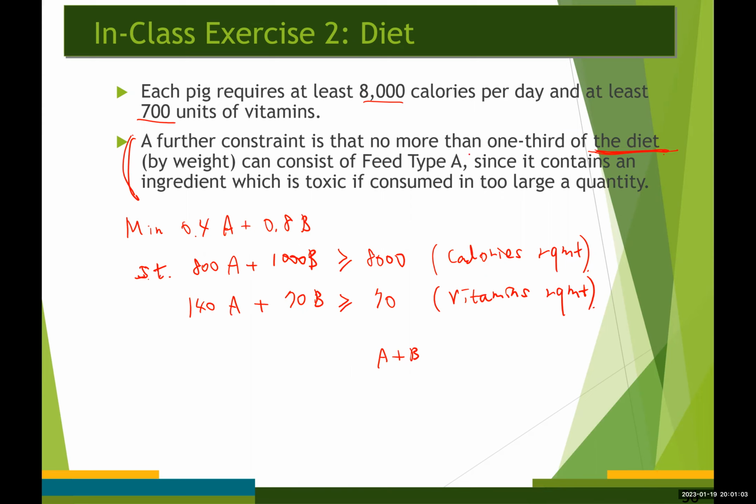Because it does say no more than 1/3 of the diet. So it's going to be 1/3 of the diet can consist of feed type A, right? So it's going to be A should be less than or equal to 1/3 of the diet. Okay, so that's going to be the third constraint.